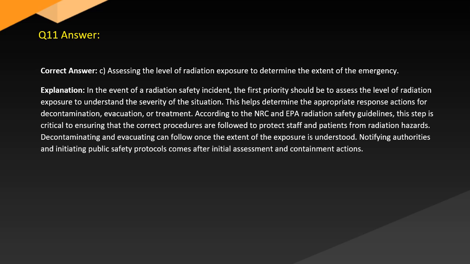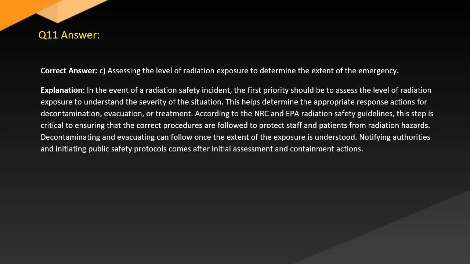Answer. Correct answer: C. Assessing the level of radiation exposure to determine the extent of the emergency. Explanation. In the event of a radiation safety incident, the first priority should be to assess the level of radiation exposure to understand the severity of the situation. This helps determine the appropriate response actions for decontamination, evacuation, or treatment.